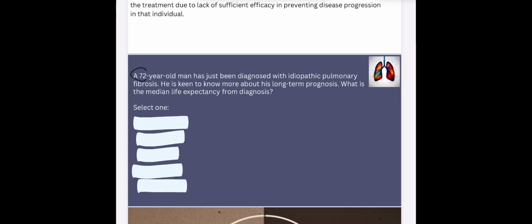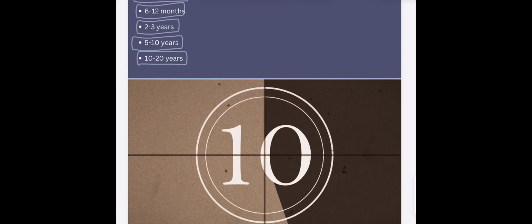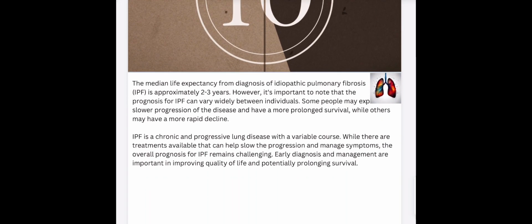Next question. A 72-year-old man has just been diagnosed with IPF. He is keen to know more about his long-term prognosis. What is the median life expectancy from diagnosis? So this is a question about IPF. Is it 1 to 2 months, 6 to 12 months, 2 to 3 years, 5 to 10 years, or 10 to 20 years? And the answer is approximately 2 to 3 years.